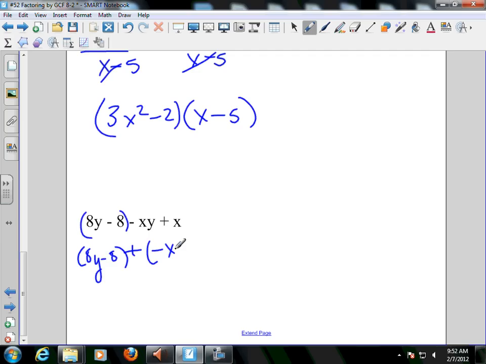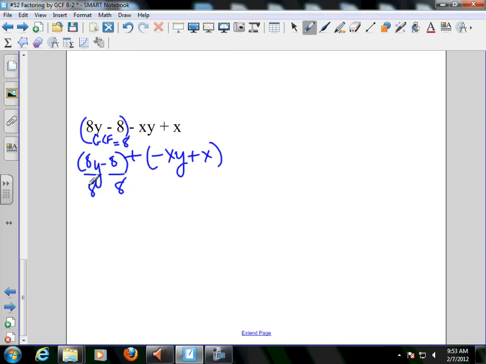plus negative xy plus x. Okay? Now, we go to find the GCF of our first set of parentheses, and that would be 8. So divide every term by 8, and we end up with y minus 1. And we put the 8 in front.